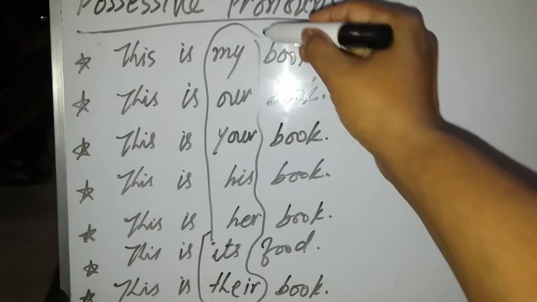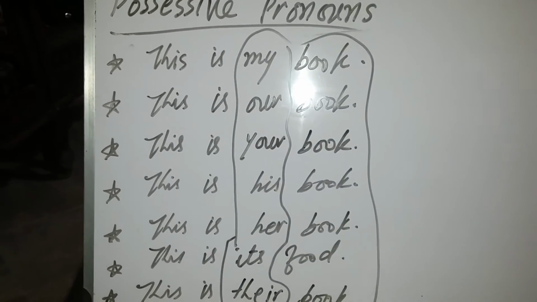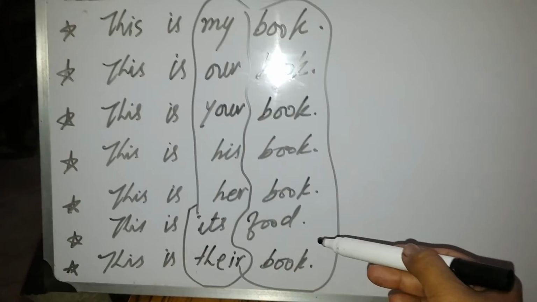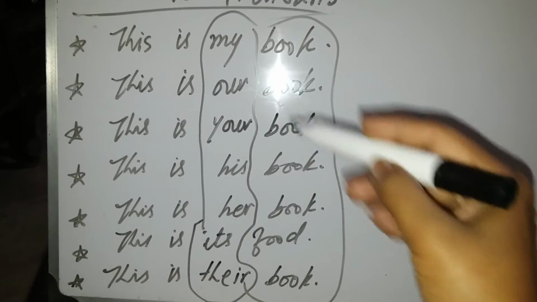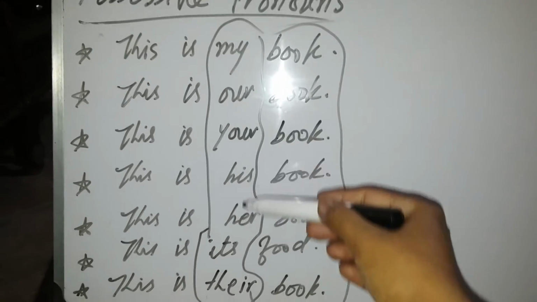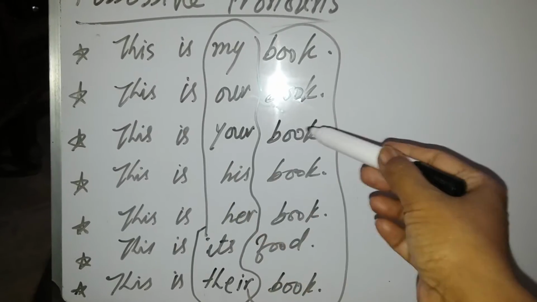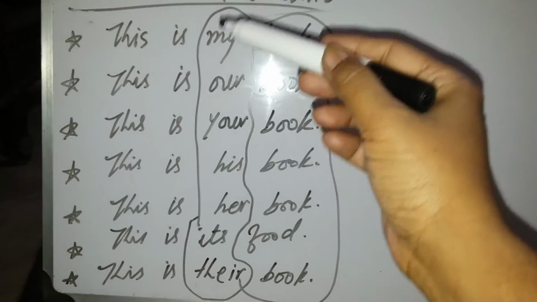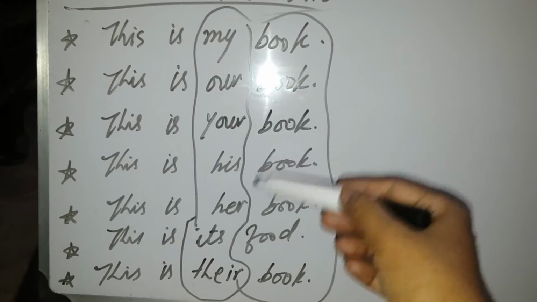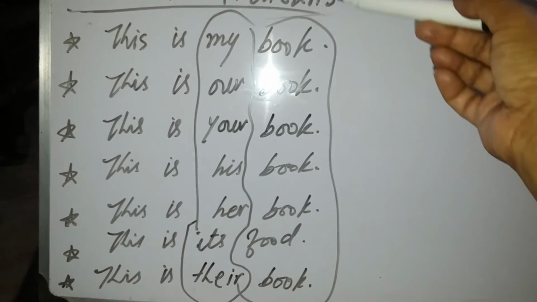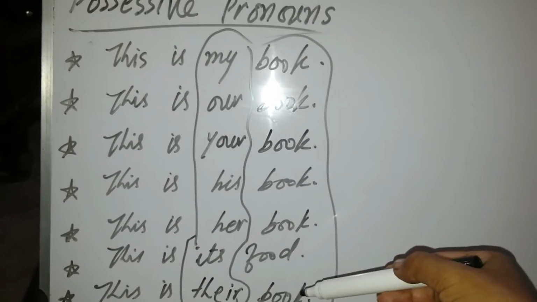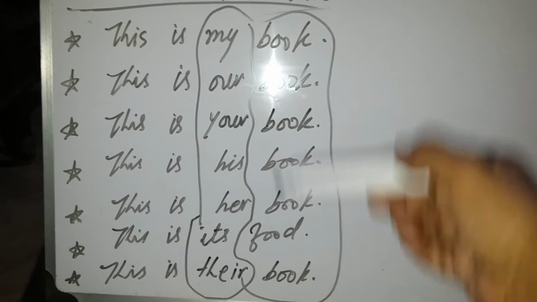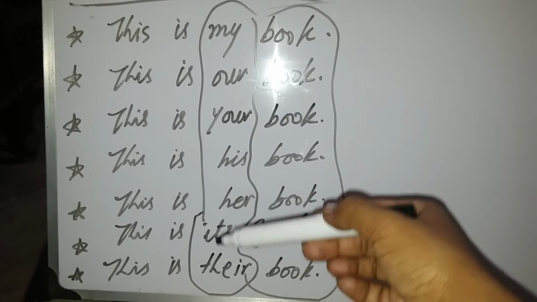Now look at all these pronouns which are called possessive adjectives. They all carry a noun after them. You can never write them alone. This is my, this is our, this is your, this is his. It will be wrong. You should write a noun after these possessive adjectives. In this way, they will give you the clear meaning.